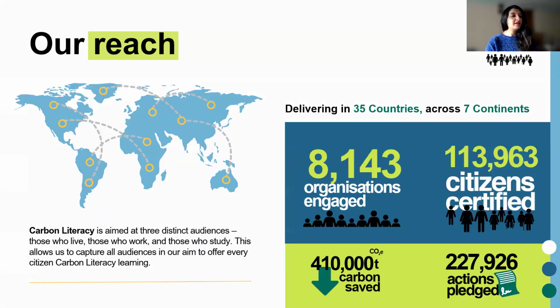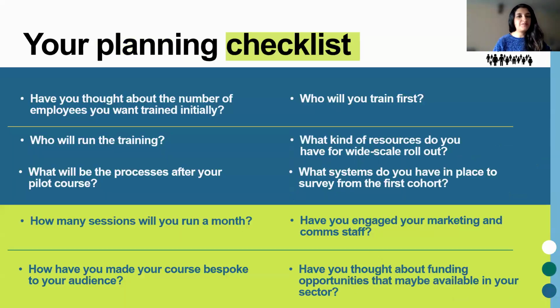So our reach, a little bit of what Phil had said, we're global, we're getting bigger, we're delivering in 35 countries and growing across 7 continents, and we are over 100k citizens, and it indeed is growing. So let's get into it.